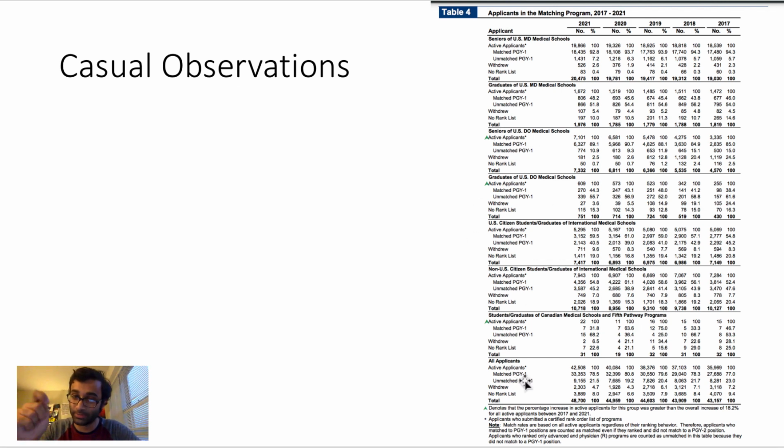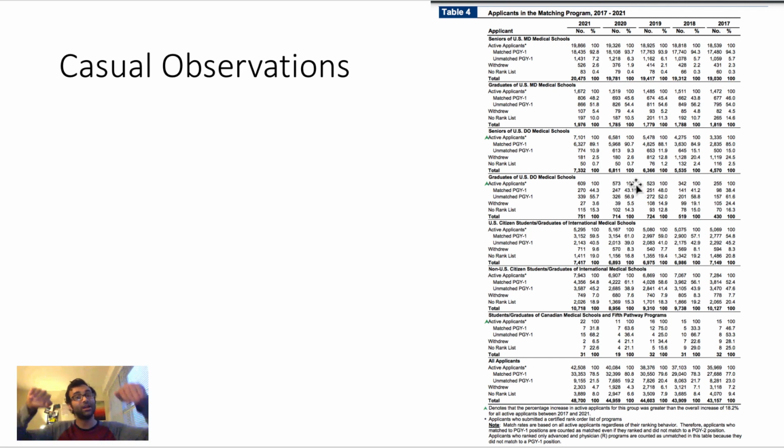And now I want to show you how to interpret this data. The first part tells you the total number of those applicants. So you can see that there were 19,866 US MD seniors, and of them, 18,435 matched, which is a match rate of 92.8%. If we now look at that for US MD school graduates, not seniors, but graduates, the match rate is a bit lower at 48.2%. Similarly, seniors of US DO schools, DO medical schools, there were 7,101, 6,327 matched, which gives a match rate of 89%.